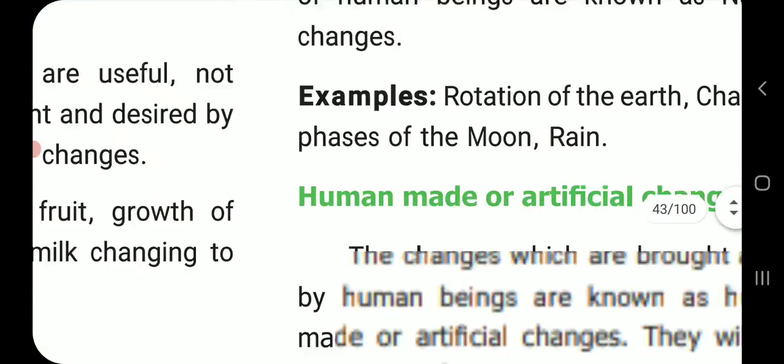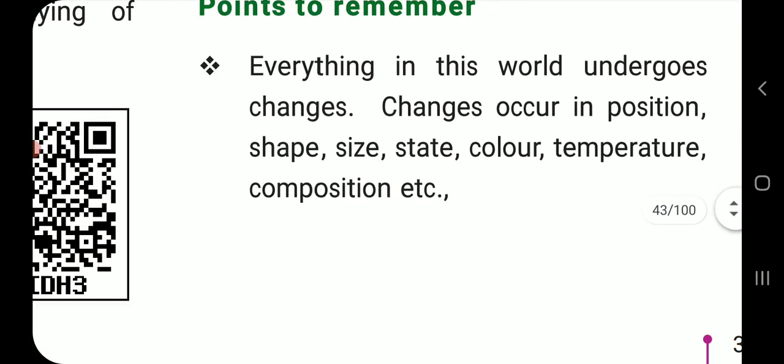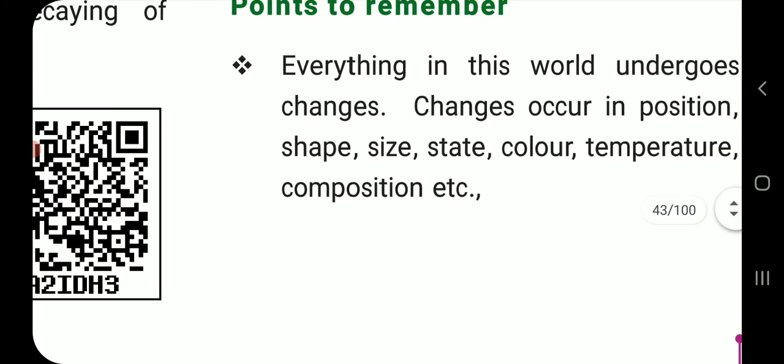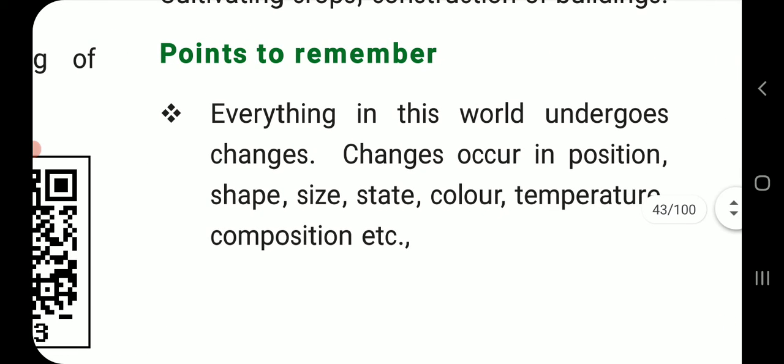All the points to remember, just go through them one by one, and I'll be posting the PDF for your kind reference, and then you have to write it in your classwork.